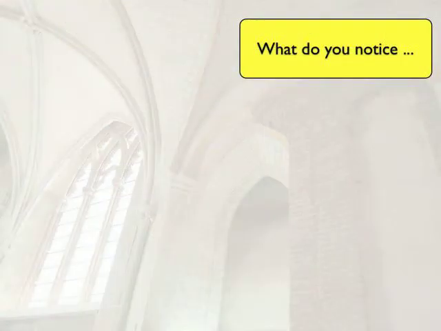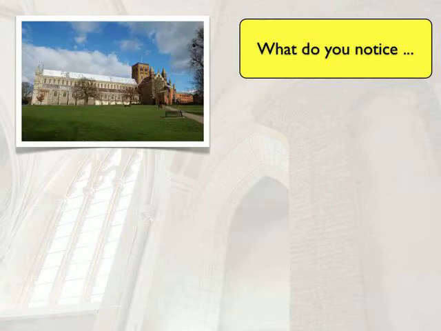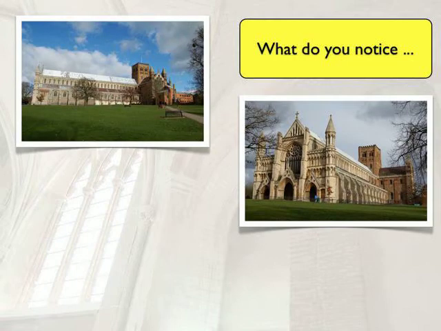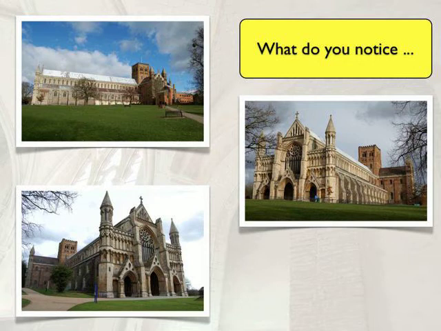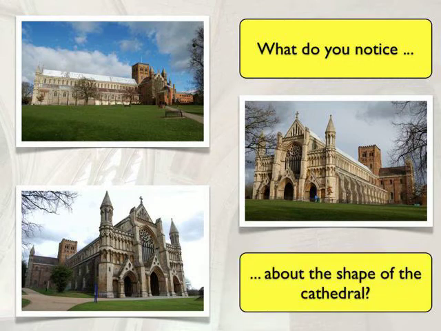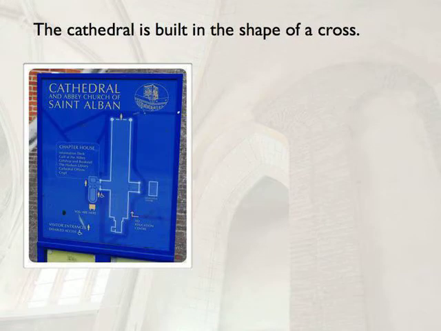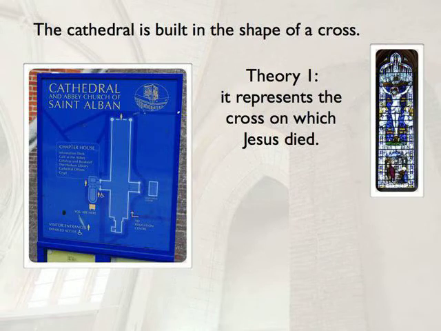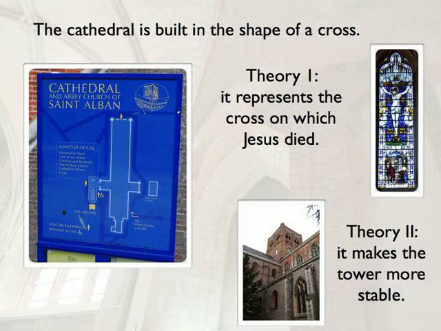Second, have you noticed something about the shape of York Cathedral and St Albans Cathedral? Look at these pictures of St Albans. The answer is that the cathedral is built in the shape of a cross. Many other cathedrals are too. One theory is that cathedrals were built in the shape of a cross to represent the cross on which Jesus died. But the more common theory is that the cross shape provided extra space and stability to the tower.